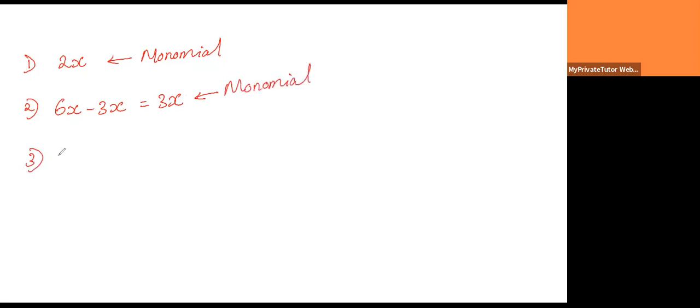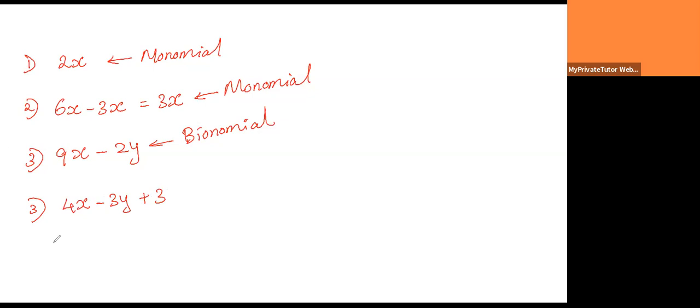So what is a binomial then? 9x minus 2y, you can call it that. See, both have different variables, so you can call this a binomial. And what about this one? 4x minus 3y plus 3. Is it a trinomial? It is a trinomial, isn't it? Because it has three different terms.